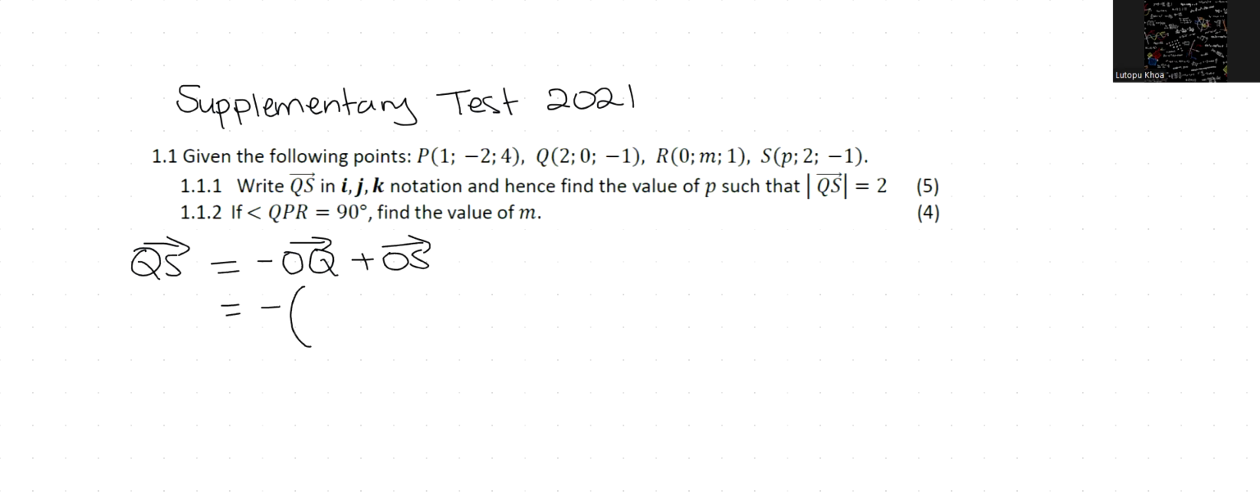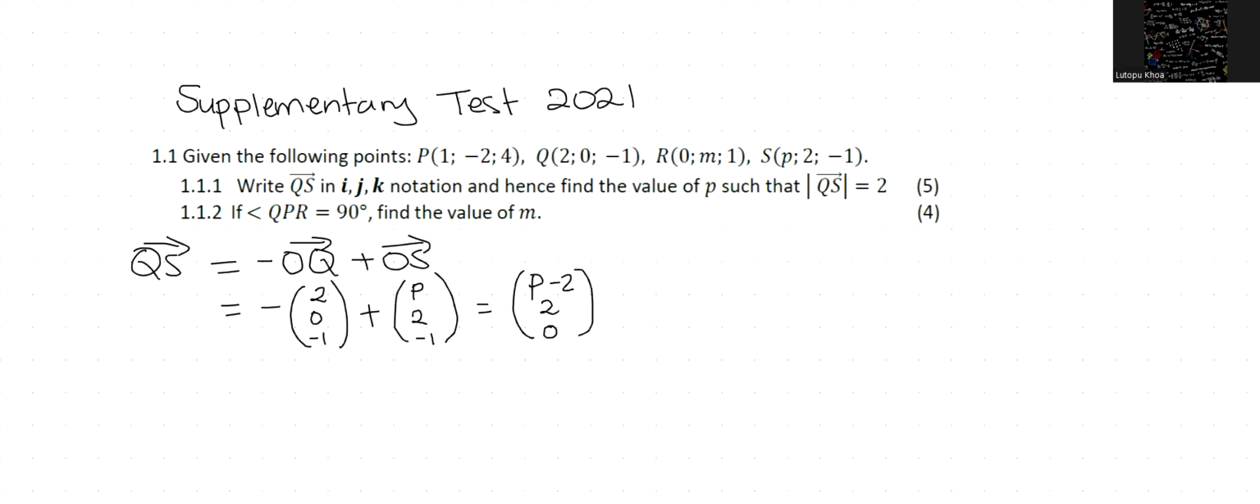And this is minus OQ. We just take the coordinates of Q. This is 2, 0, minus 1. And then OS, this is P, 2, minus 1. So this is minus 2 plus P, so this is P minus 2. And then we have 0 plus 2. Negative 1 is 1 plus minus 1, that is 0.